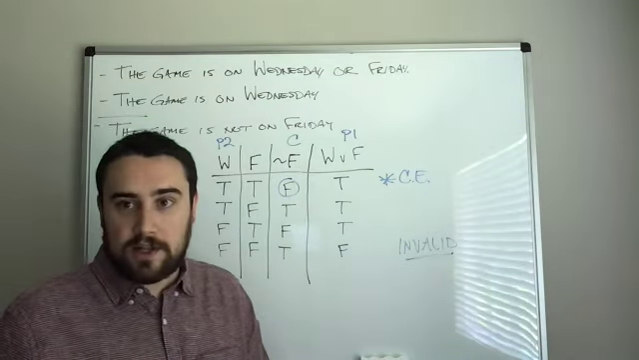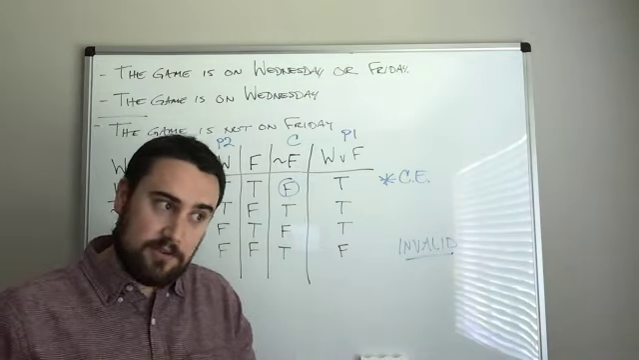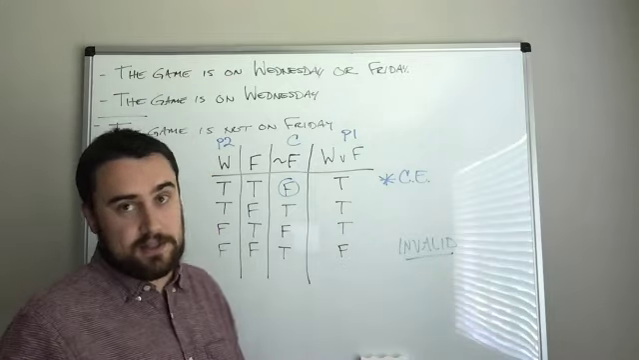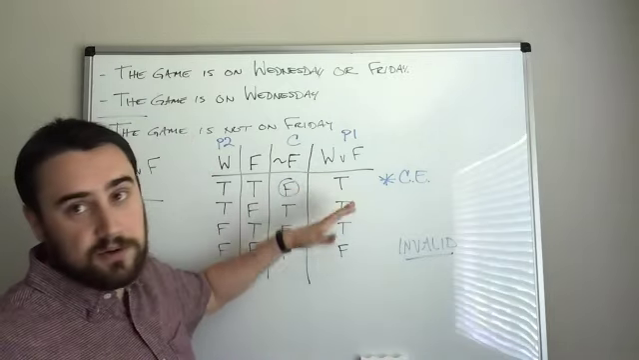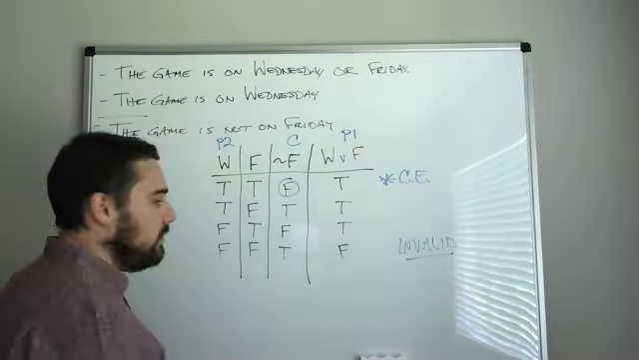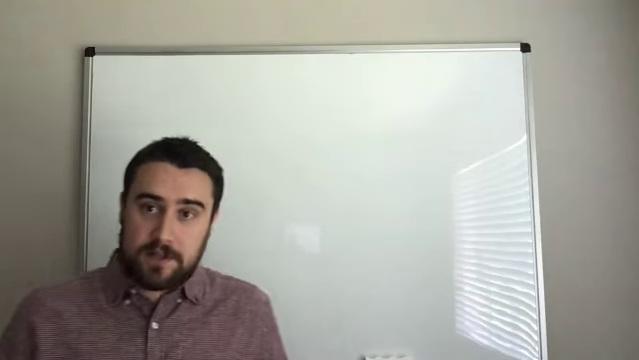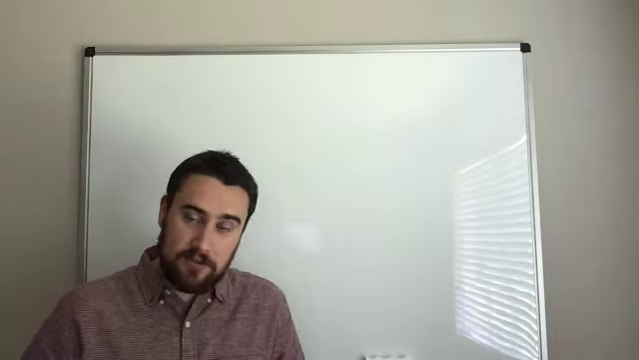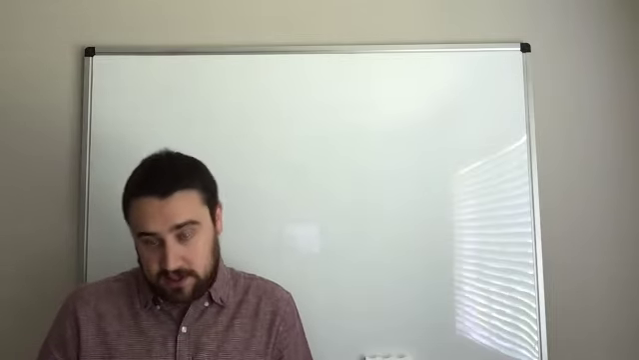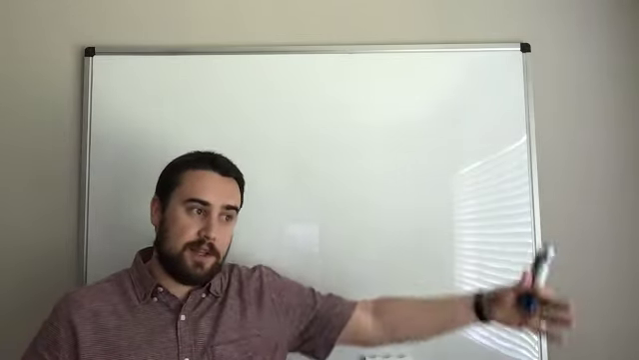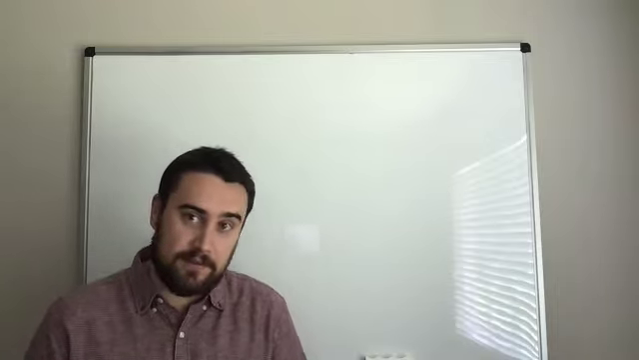Okay, now we're going to look at how to construct a truth table with 3 atomic sentences. So these 4 rows are going to double. Okay, good. In this video, we're just going to learn how to make a truth table with 3 atomic sentences. And then in the next video, you'll get to see an example of how this works.